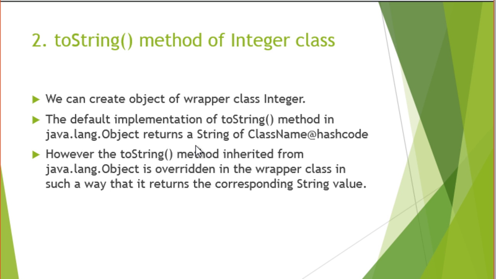Okay, so here I have also written, however, the toString method is inherited from java.lang.Object, is overridden in wrapper class, and in this case we have a wrapper class Integer. It returns the corresponding string value. Let us see it.